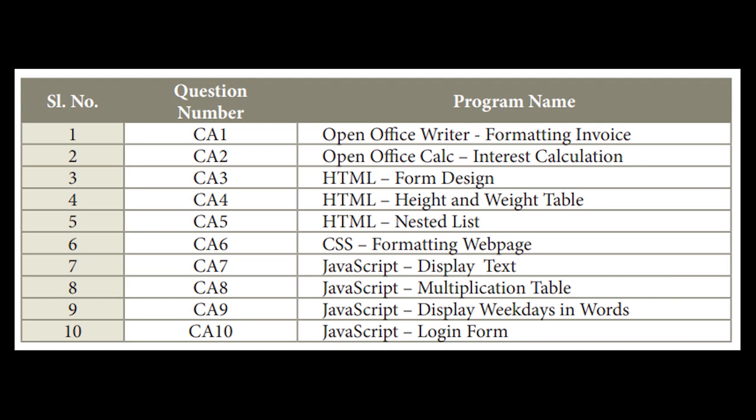Okay, and the fifth one is the nested list. That is bullets or points or numbers you will give to particular points, or it may be a name of the places, or it may be pointed text or anything. Whatever they are giving in the question, you have to just design it with coding. Okay, HTML code. And the sixth one is formatting a web page.